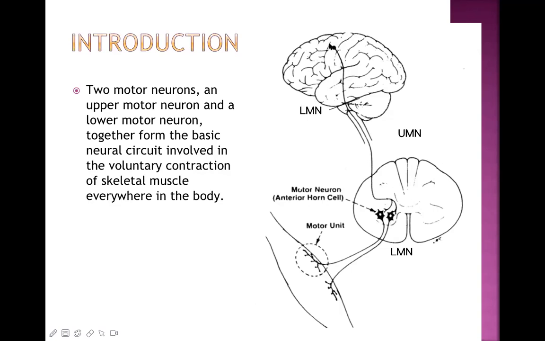spinal cord. So this neuron is called upper motor neuron, and from anterior horn cells downwards, or from the cranial nerve nuclei downward, this is called lower motor neuron. Now you already know the concept. So two motor neurons, an upper and lower motor neuron, together form the basic neural circuit involved in the voluntary contraction of skeletal muscle everywhere in the body. So whenever you study neurology, these two terms will keep on coming to you, and you must know the difference.